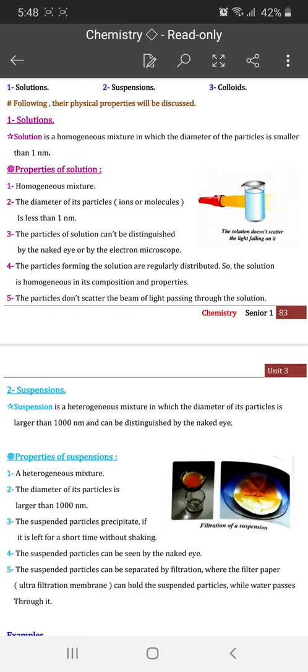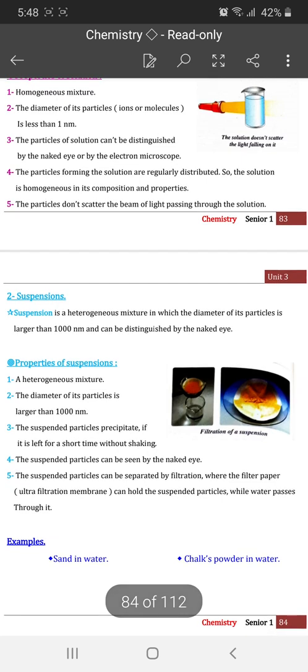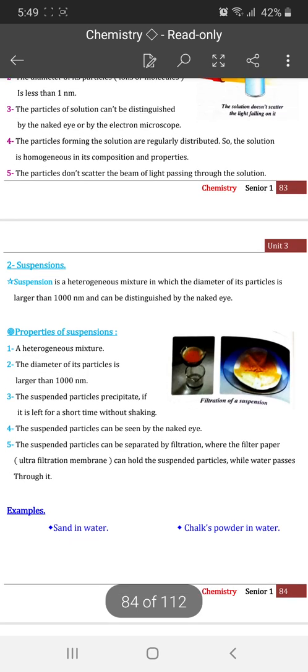Solution is considered a homogeneous mixture in which the diameter of the particle is smaller than 1 nanometer. As the properties of solution, it is a homogeneous mixture, and the diameter of its particle is very small, less than 1 nanometer, and the particle of solution can't be distinguished by the naked eye or by the electron microscope. The particles forming the solution are regularly distributed because it is so homogeneous in its composition and properties. The particles don't scatter the beam of light passing through the solution.